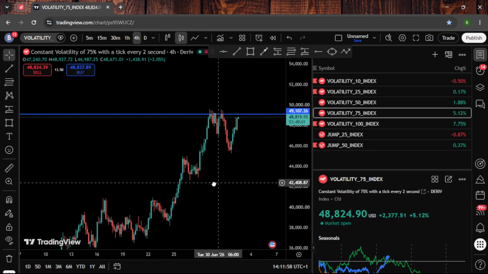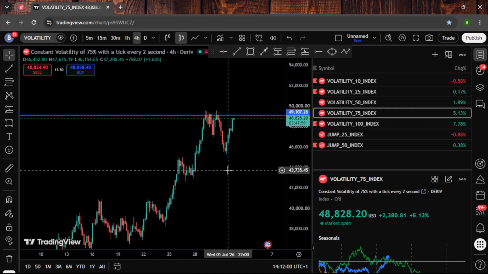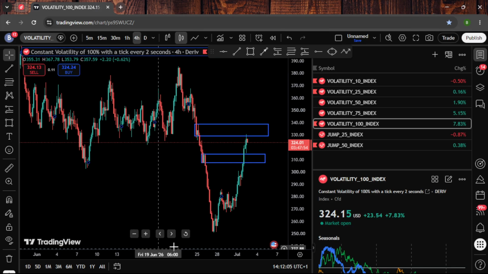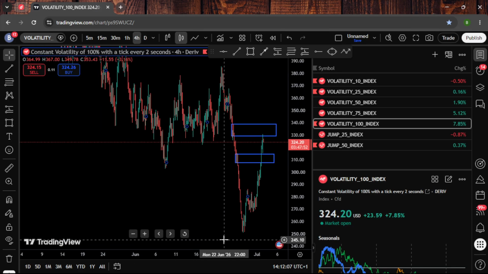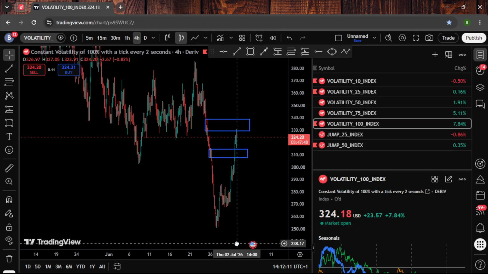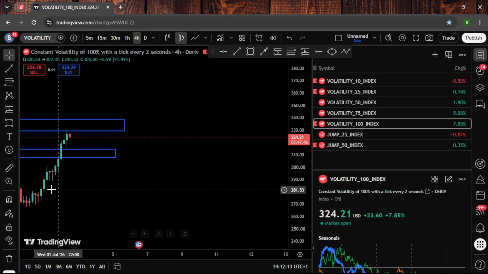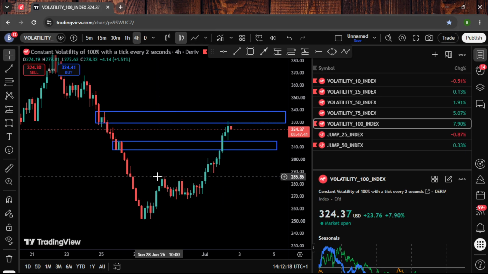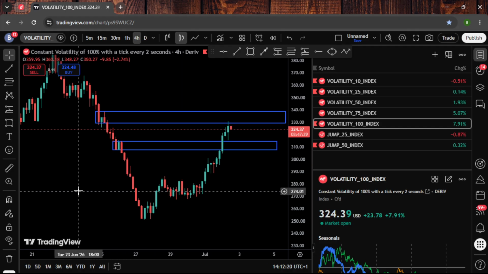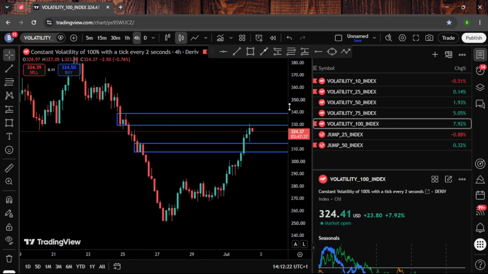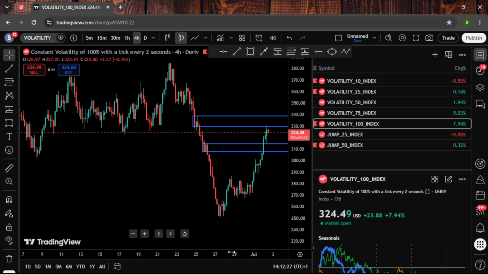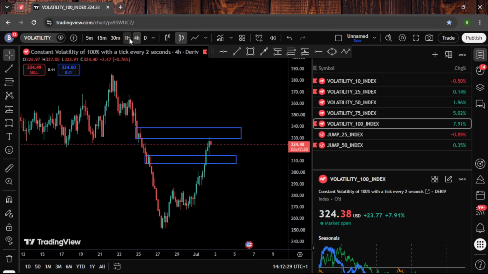On H4, the 25 is not really clear for me. V100, yes, V100 has been in a downtrend as you can see. I took this as my inducement, my liquidity inducement, and I used FIB. Here is the FIB zone that I used.